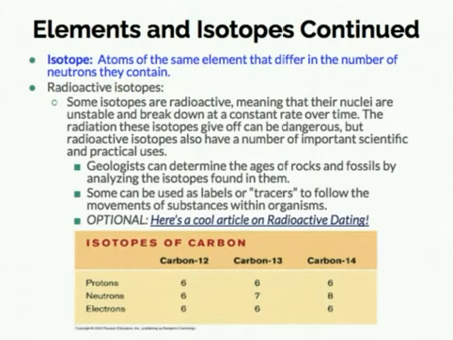So there are radioactive isotopes, meaning that their nuclei are unstable and break down at a constant rate over time. The radiation these isotopes give off can be dangerous, but radioactive isotopes also have a number of important scientific and practical uses. Geologists can determine the ages of rocks and fossils by analyzing the isotopes found in them. Some isotopes can be used as labels or tracers to follow the movement of substances within organisms. And I put a really cool optional article here. If you want to check out more on that, you can click on that link in Blend.